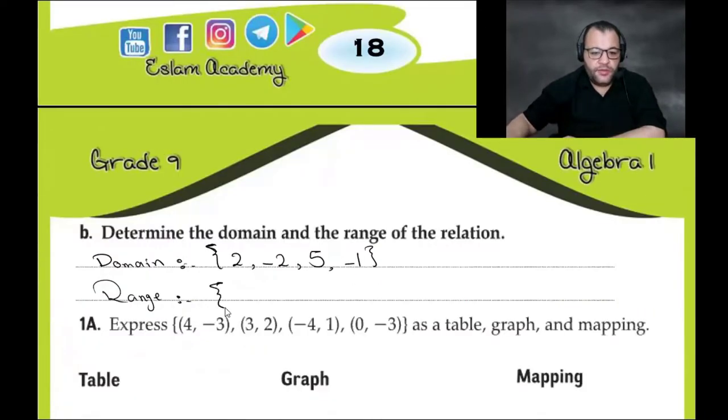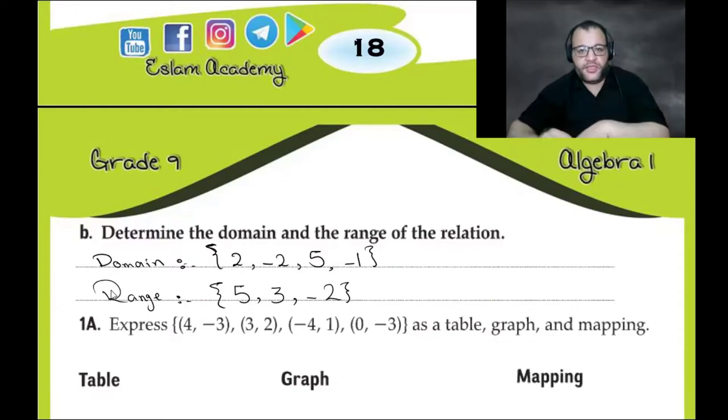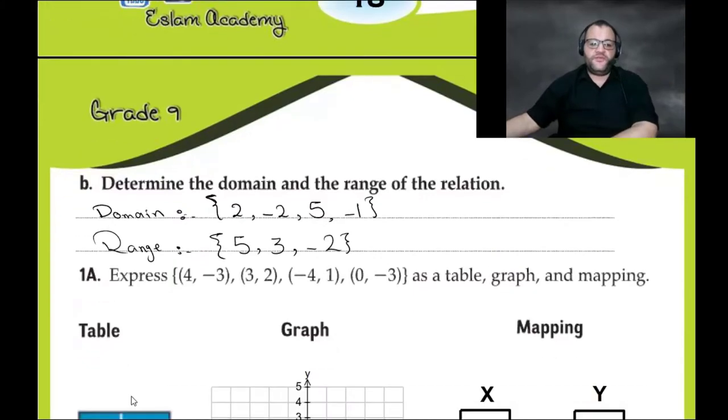The range must be written between the braces, so it will be 5, 3, and negative 2. The order is not important between each two elements. Put a comma between elements and write them between the two braces. That's how we can represent the domain and the range. Any problem for the first question?